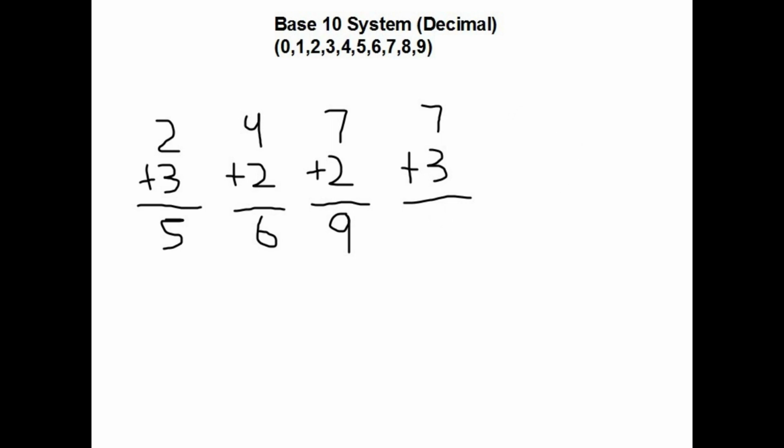Let's take another example. Let's try to add 8 and 3. Again we run into the same problem. There's no digit that can represent the sum of 8 and 3. To solve this problem, let's take a look at an example.